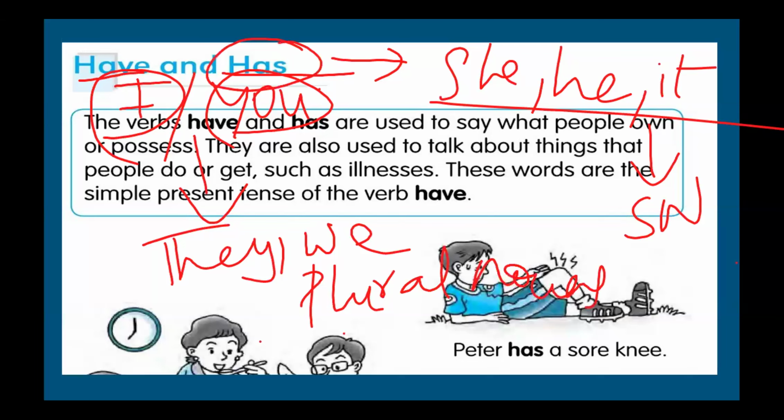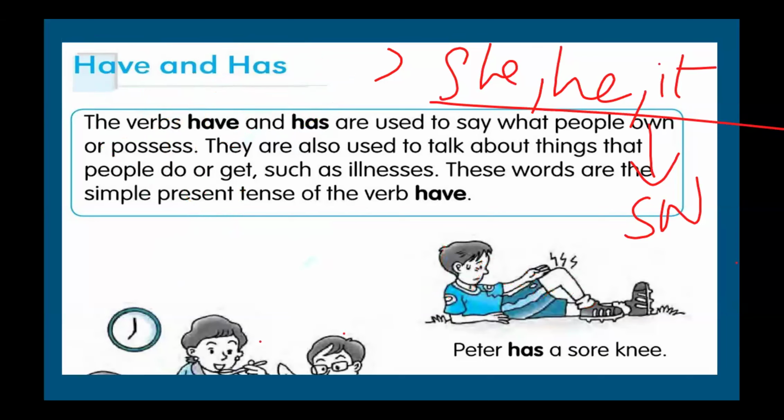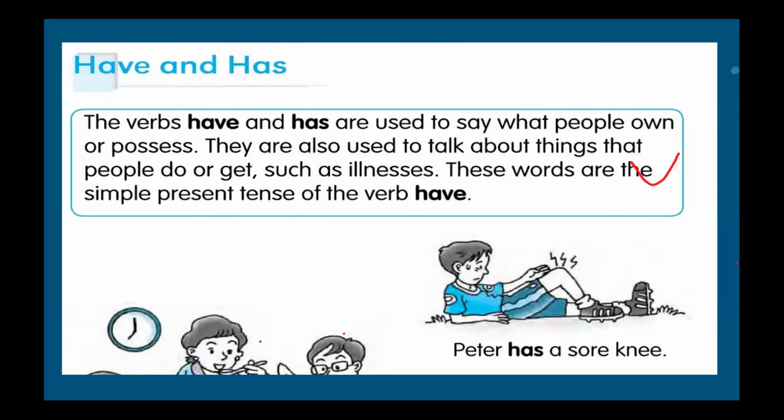And with singular nouns, you will use has. When you have to talk about one person, she has, it has, he has. When you have to talk about many people, then you use have. They are having a lot of fun. We are enjoying the play. Have is used with plurals. Has is used with singular nouns. Clear? Yes, ma'am.